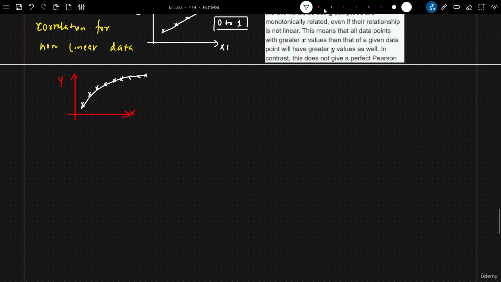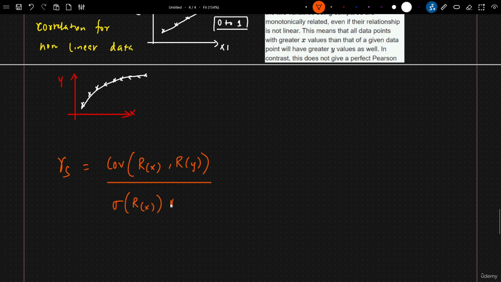What is the formula for actually calculating the Spearman rank correlation? It is nothing but R of S. Here, instead of calculating the covariance of X and Y, we calculate the covariance of rank of X and rank of Y. And this will be divided by the standard deviation of rank of X, multiplied by the standard deviation of rank of Y. Now, what exactly is this rank?